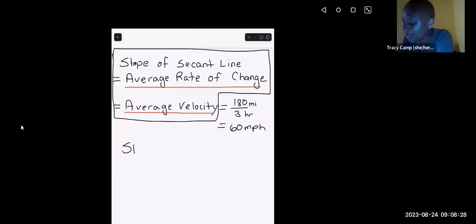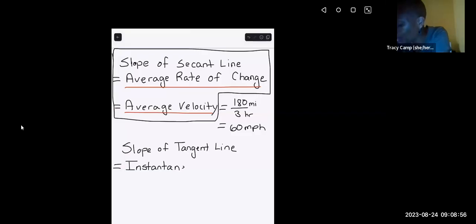When we get into the tangent line, though, since Q is getting closer and closer to P, you get to find out what's happening right at that instant, right at whatever that P value is. And so the slope of the tangent line is referred to as the instantaneous rate of change, or the instantaneous velocity.